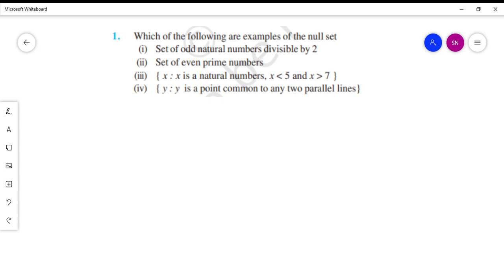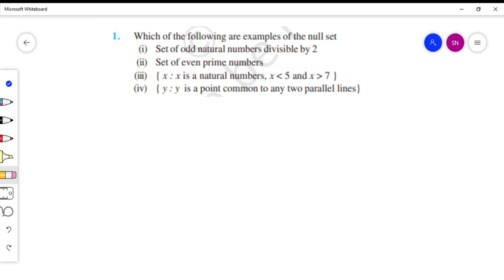So in today's video I'll be discussing exercise 1.2, questions in exercise 1.2. We will be starting with the exercise today. This particular exercise deals with different varieties of definitions which I have already put in my previous videos, like our empty set, finite and infinite set, cardinality of sets, and equal sets. So this entire exercise is based on these particular varieties of sets.